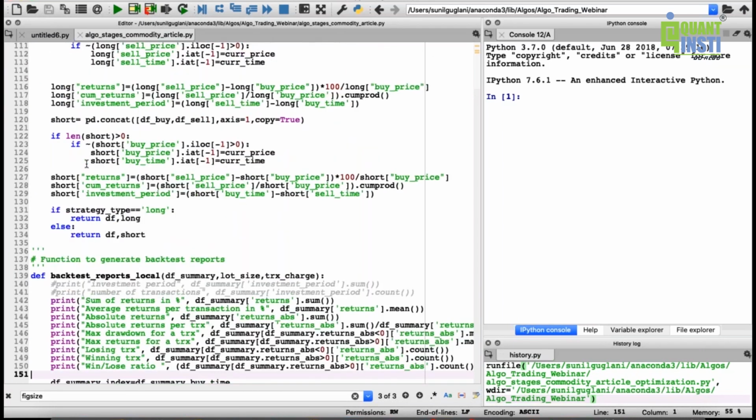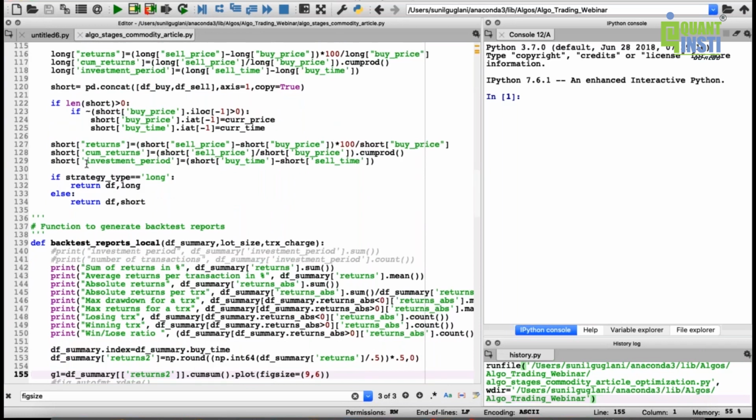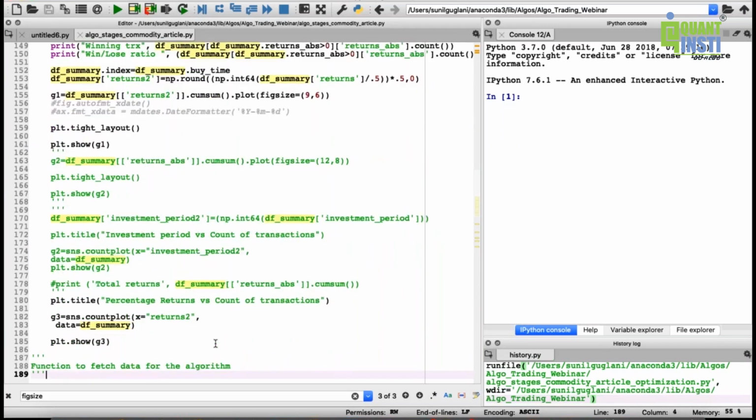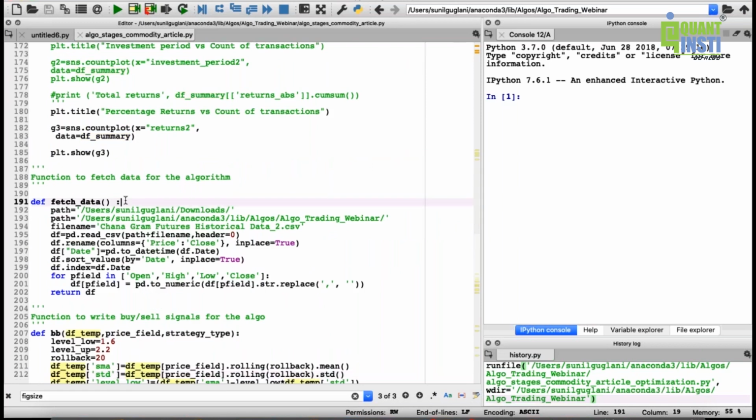The next function: once we complete the backtesting, we need to see some reports, the graphical reports and the statistics part of it. So I have written that in the function called backtesting report local. It takes a DF summary, which is nothing but the trades which were taken during the backtesting. How much is the lot size? How much is the transaction charges? And this function is fetch data. So here we will be defining how we have to fetch the data which we have downloaded from investing.com, that CSV file. So I have written that here.